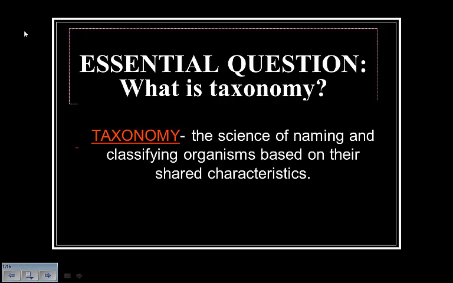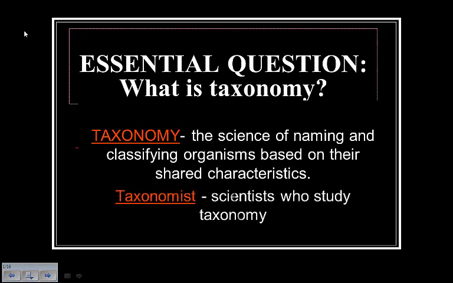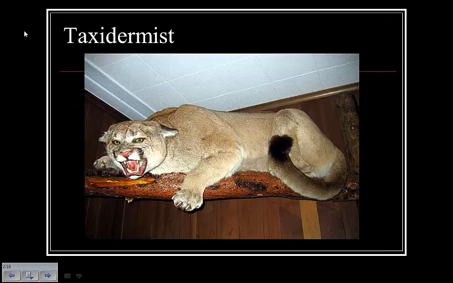Okay, so taxonomy is the science of naming and classifying organisms based on their shared characteristics. So that's what it is. A taxonomist is the scientist who actually studies taxonomy, which would make sense. So this is the person that studies this classification. It is not a taxidermist. This is a very common source of confusion, because taxidermy is where you're stuffing an animal, and it's not that. We are classifying things based on shared characteristics.